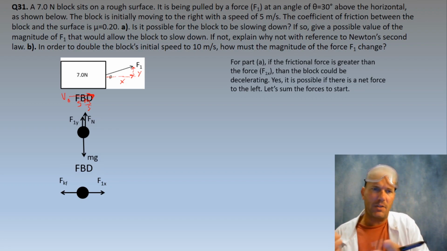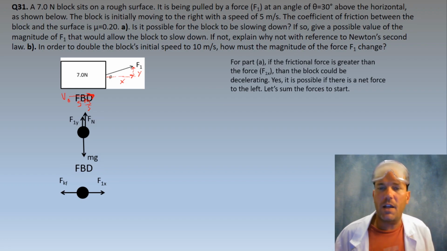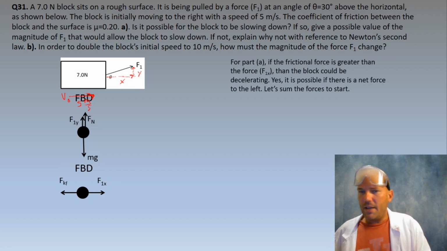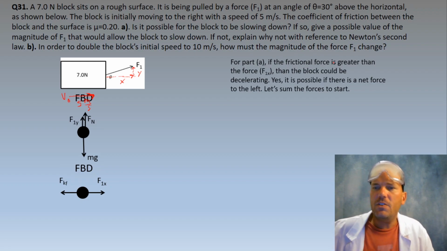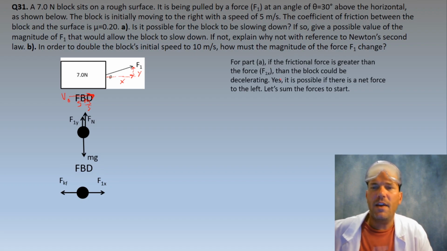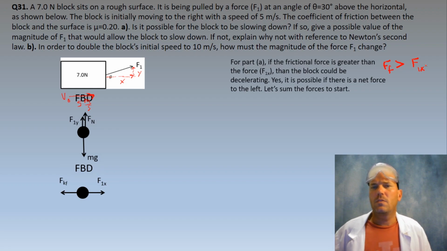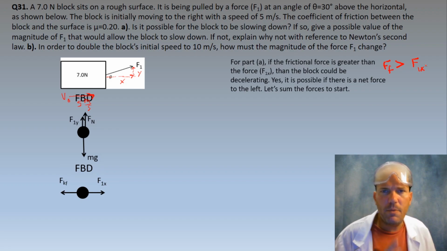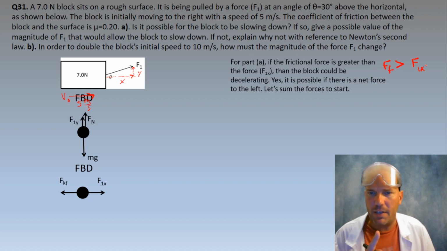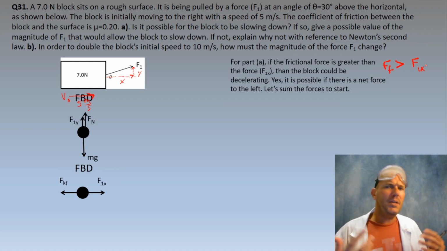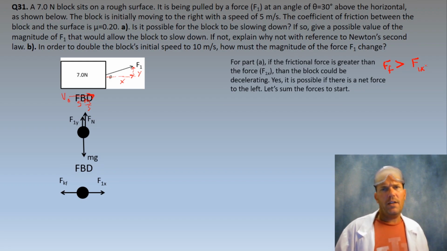We know this object's moving to the right, therefore force of kinetic friction must be to the left. So the overall idea here is if the force of friction is greater than the force in the horizontal, the block could be decelerating or slowing down. So yes, it's very possible that there could be a net force to the left, all right?